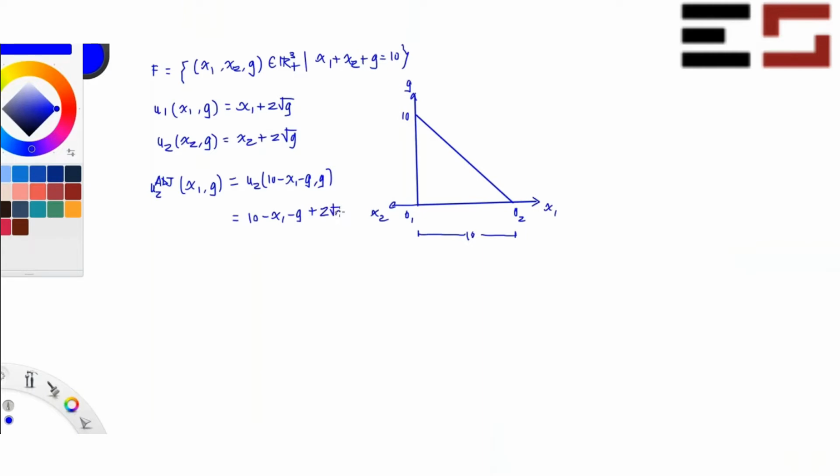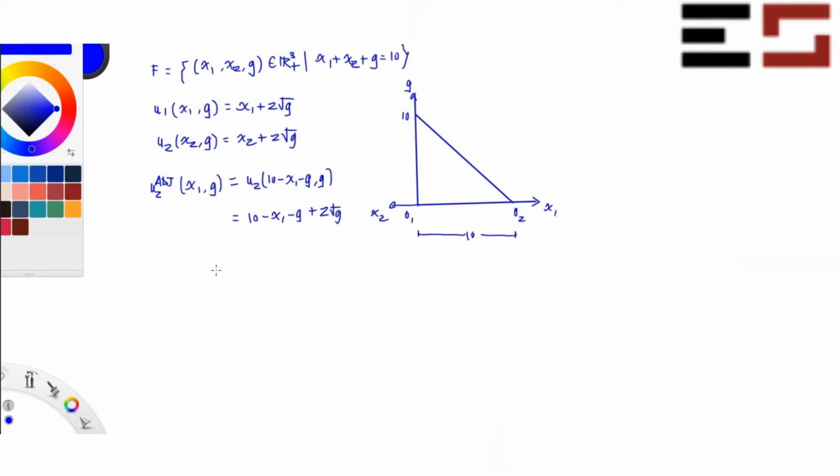Which is what? Well, you can just replace this x2 by 10 minus x1 minus g, plus 2 root g. Now what we are going to do is figure out the slope of the indifference curves, to see what's going on. Let me first figure out the slope of the indifference curve of individual 1. We have already done this several times, so let's do that quickly.